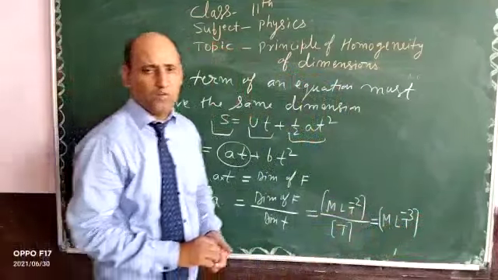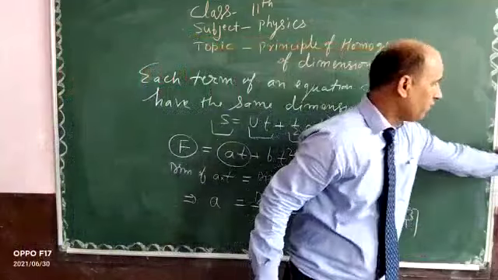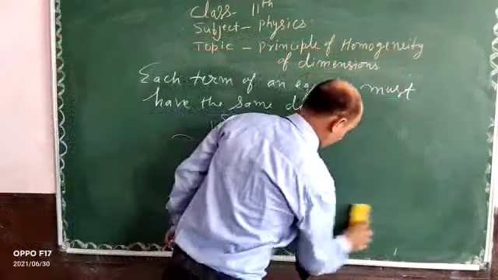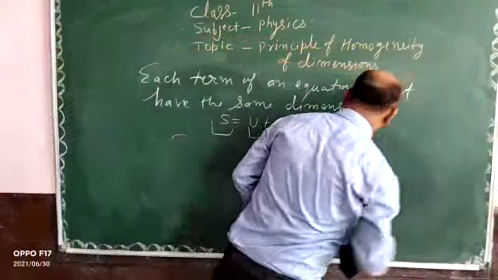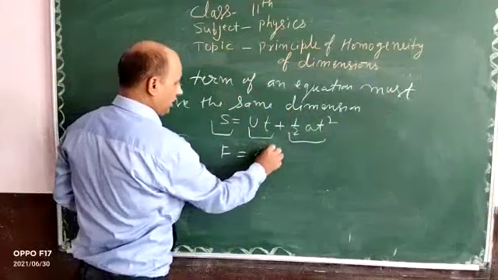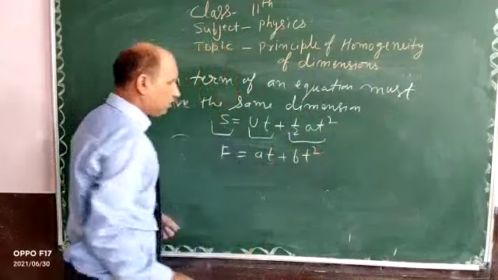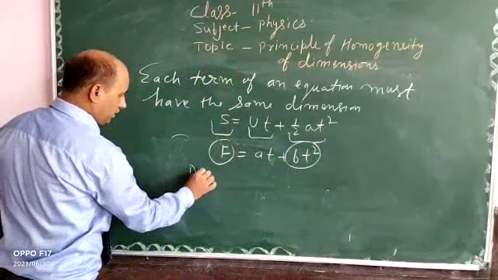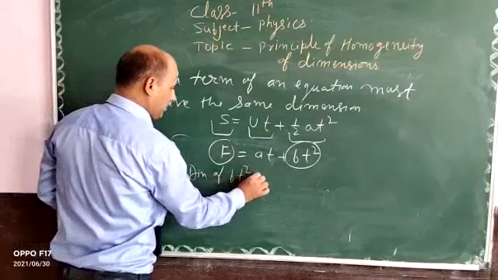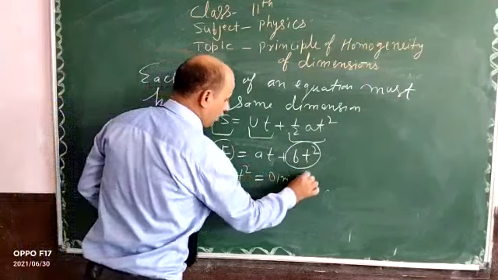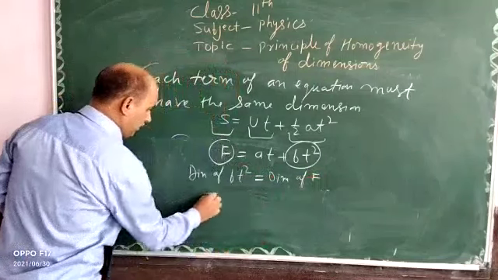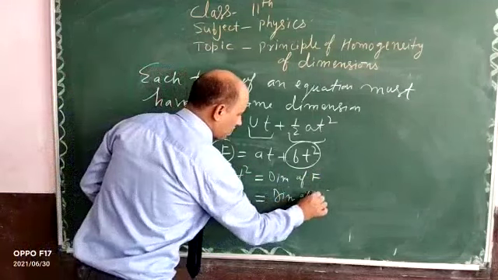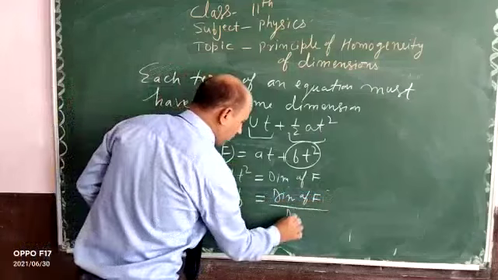In the same process, we can find out the dimension of b. Once again, the equation is F equal to at plus bt square. So the dimension of bt square must be the same as force. So the dimension of bt square equal to the dimension of force. Therefore, the dimension of b equal to the dimension of force upon t square.